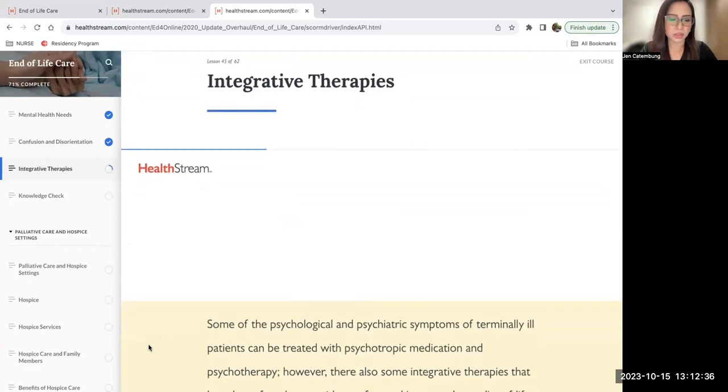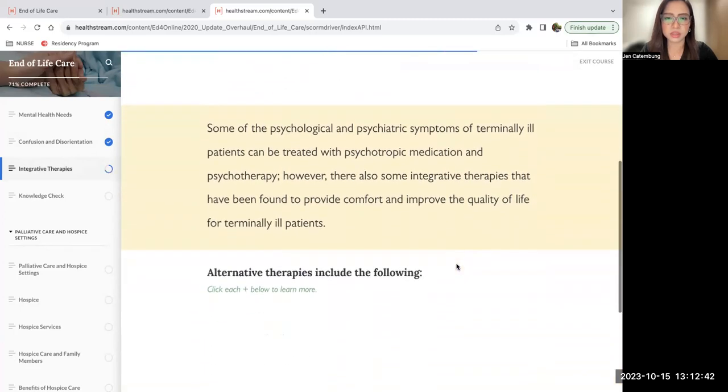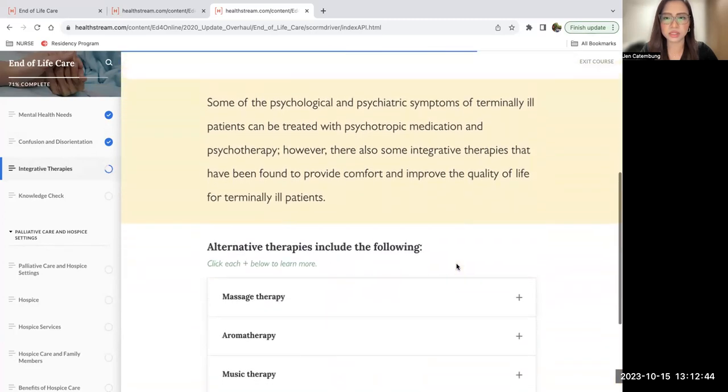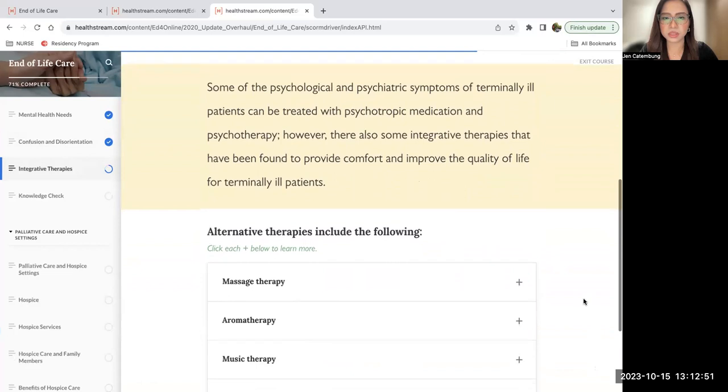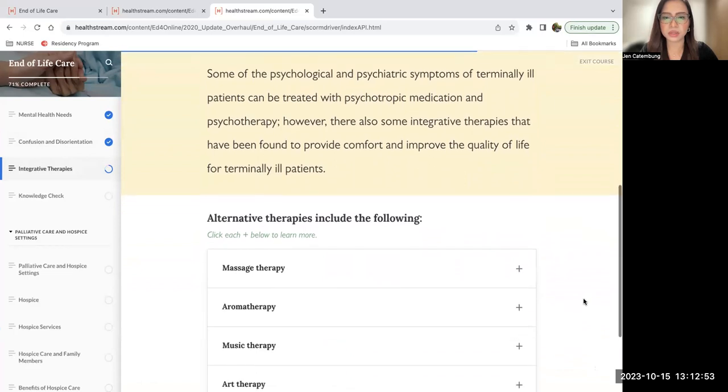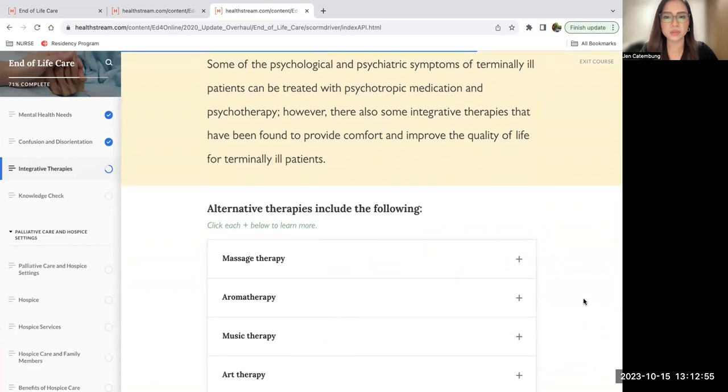Integrative therapies. Some of the psychological and psychiatric symptoms of terminally ill patients can be treated with psychotropic medication and psychotherapy. However, there are also some integrative therapies.